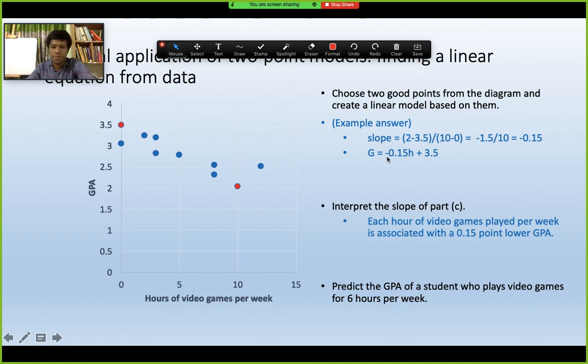Now if we give you a question, if we say, okay, find out if someone plays 6 hours of video games, then what will be the GPA? So you put 6 hours here, 6 will be here, minus 0.15 times 6, then plus 3.5. Then you do the calculation, you will get the answer 2.6. So this way we can find that.